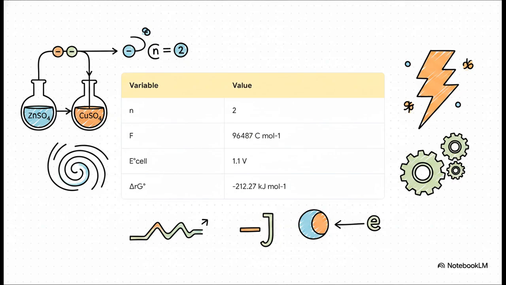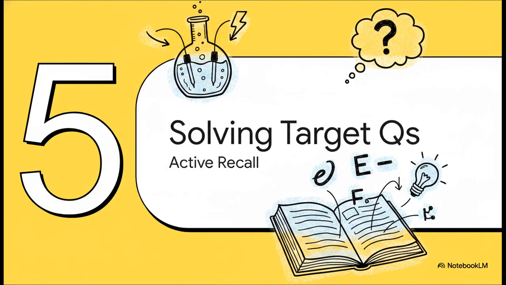Let's ground this with a classic textbook example so it really clicks. For a standard Daniell cell, we know zinc and copper transfer 2 electrons, right? So n equals 2. Faraday's constant, F, is roughly 96,487 coulombs per mole, and the standard cell potential, E naught, is 1.1 volts. Plug all that in. Negative 2 times 96,487 times 1.1, and that gives us negative 212,271 joules per mole, which perfectly translates to a maximum reversible work of negative 212.27 kilojoules per mole. Easy points.